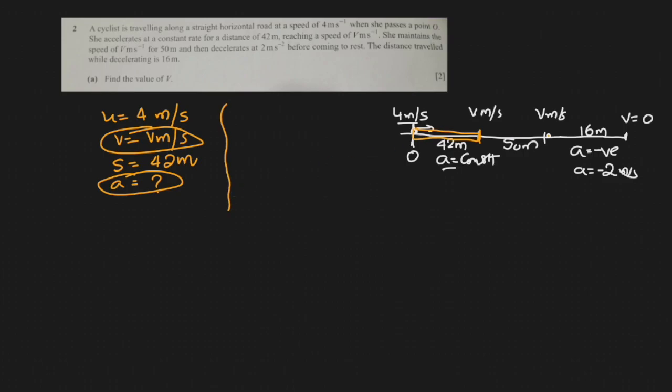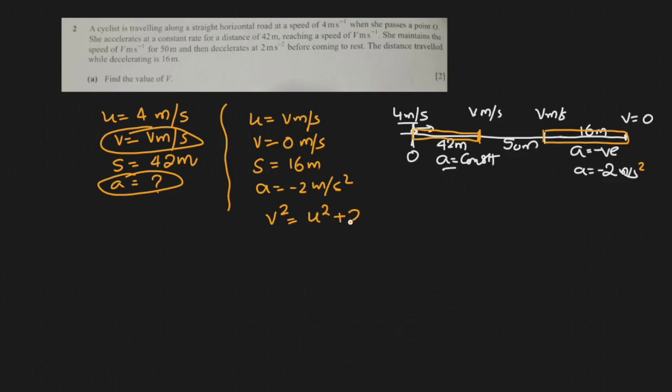So it's better we take this one where we know acceleration. Here the initial velocity is v meter per second, final velocity is 0, displacement or distance covered is 16 meters and acceleration is minus 2. So we know more things here. So it's better to use this one. We know that v square equal to u square plus 2as. This is a kinematic equation. We can use this one.